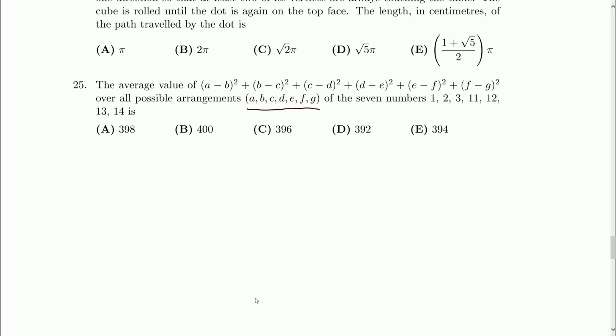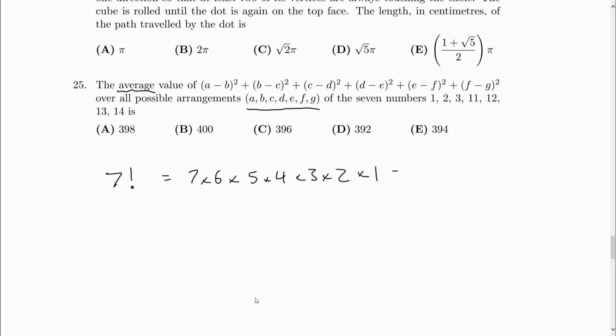We could try to compute the actual average. How many rearrangements of a, b, c, d, all through g are there? Well, there's 7 letters, and that is defined as 7 factorial, 7 times 6 times 5 times 4 times 3 times 2 times 1. That's the number of possible arrangements.